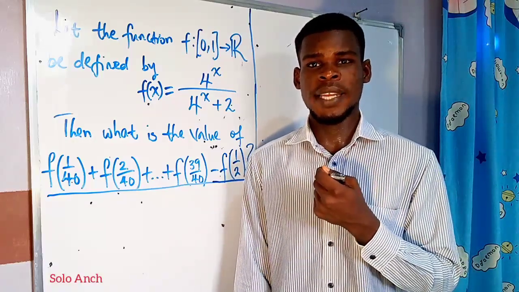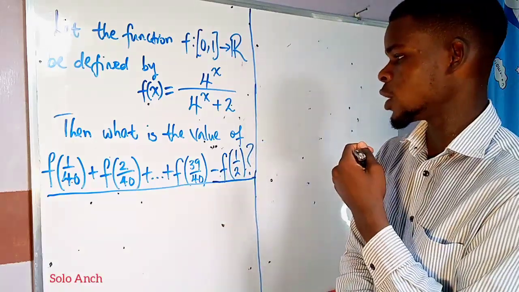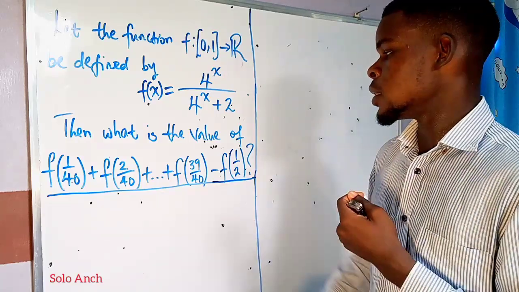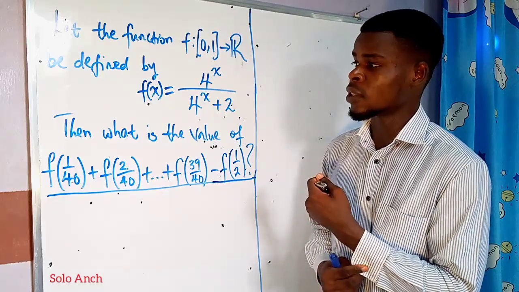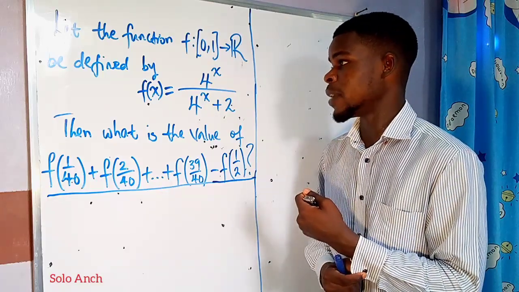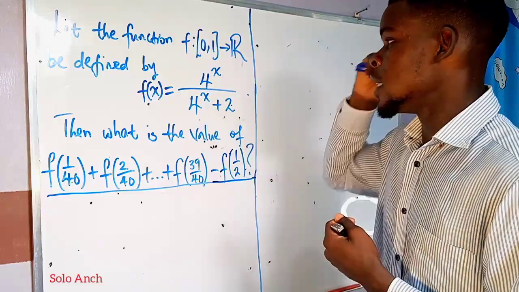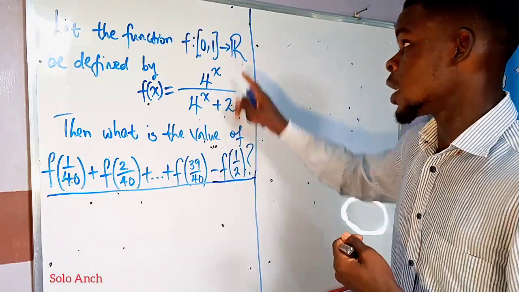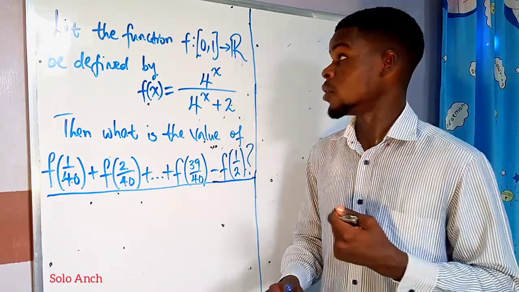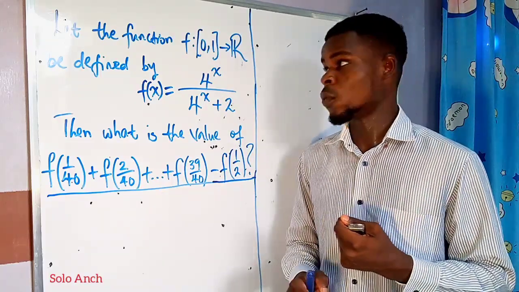Now in this video, we want to find this sum. So we have f of 1 over 40 plus f of 2 over 40 and so on till f of 39 over 40, and then we subtract f of 1 half from that. Given that f is defined by f of x equals 4 raised to the power of x divided by 4 raised to the power of x plus 2. And note that f is a real valued function defined on the closed interval 0 to 1.